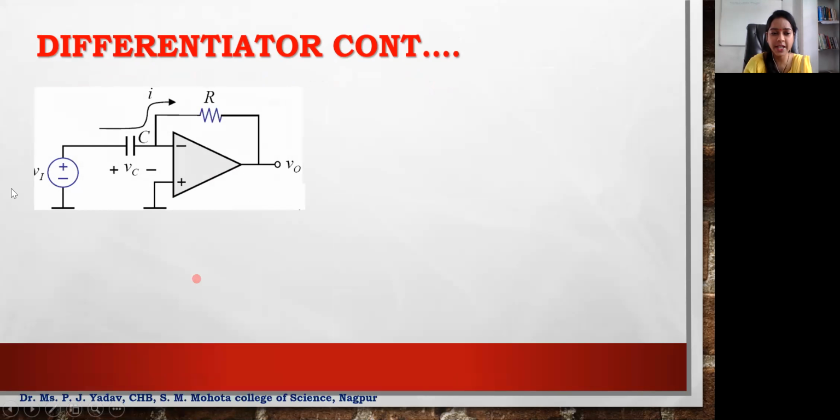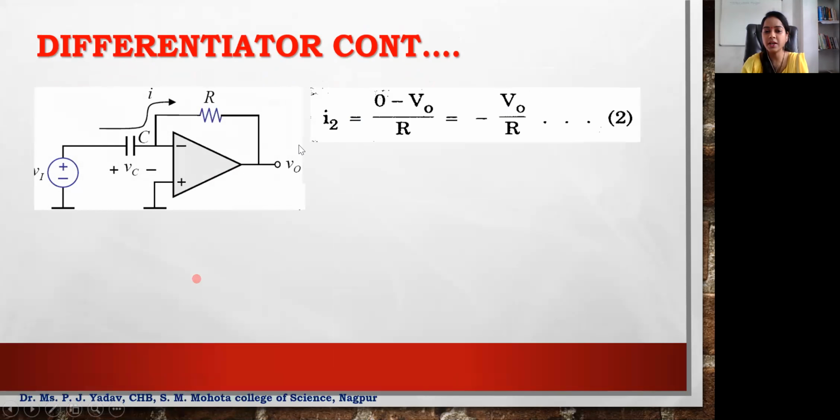Once again we will have the same circuit. So what will happen to this circuit if you have I2? What is this I2? This is the current flowing through the feedback resistance. So there will be the input current I and I2, that is the output current. This is nothing but 0 minus V out divided by R, which is nothing but Ohm's law. So for the I2 current, we have minus V out by R.